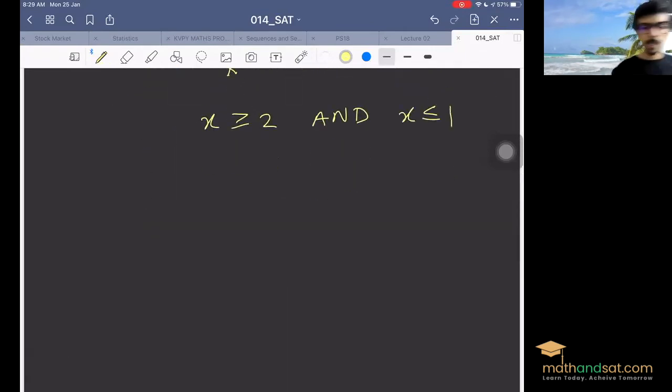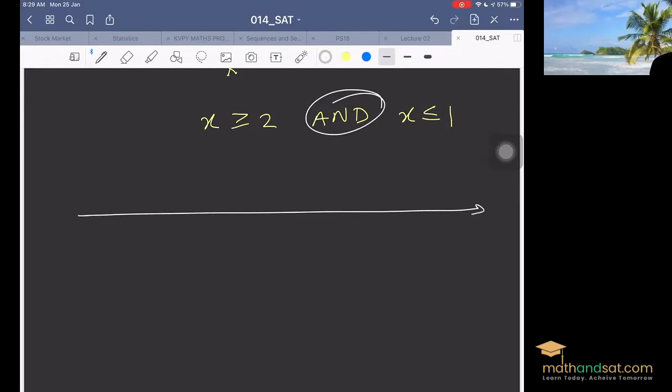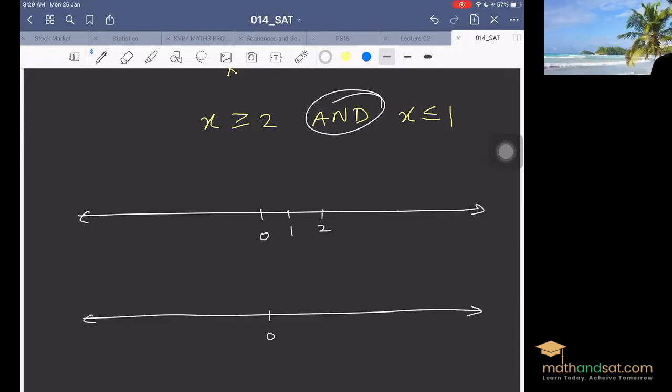So what I'm going to do is represent each of these individual, simple inequalities by a number line. And since they are connected by AND, I'm going to take the common part, the intersection. So the first inequality and the second inequality will be represented on the number line. So I have 1, 2, 3, 4. 1, 2, 3, 4. Minus 1, minus 2, minus 3, minus 4.